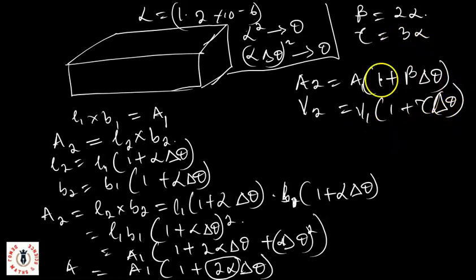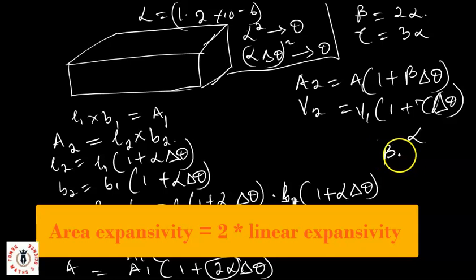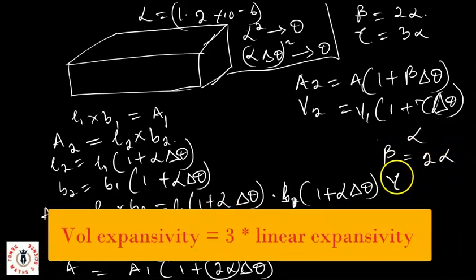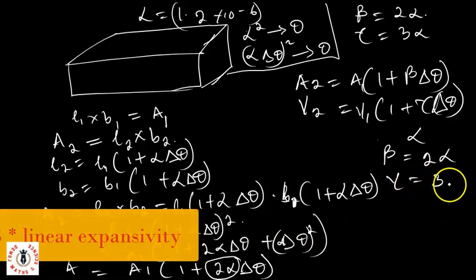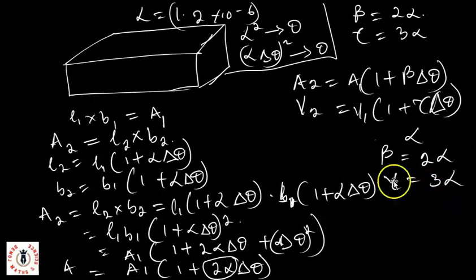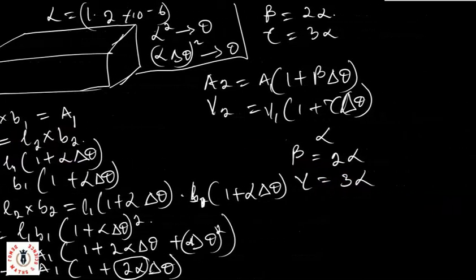So you can see the relationship between area expansivity, volume expansivity and linear expansivity. While this is linear expansivity, my area expansivity beta is the same thing as 2 times the linear expansivity, and your volume expansivity is the same thing as 3 times the linear expansivity. Now let's see some questions to help us understand it better.